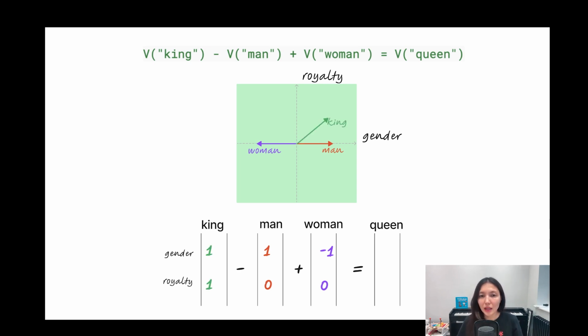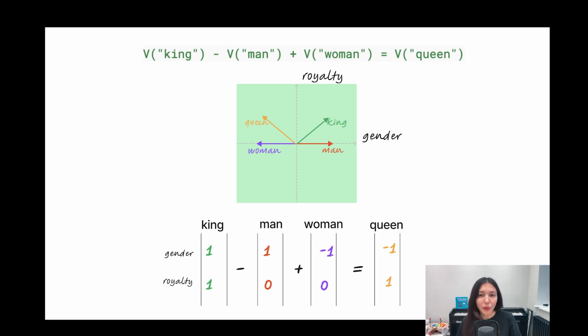And king has both features. It's both male and high royalty. So after performing this simple arithmetic, we will get vector values for queen, which is again very logical because queen is both female and high royalty. And in this toy example, we have feature directions aligned with basis vectors. And this is called privileged basis.